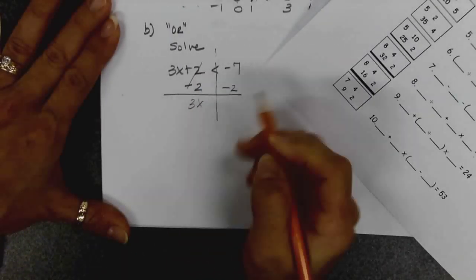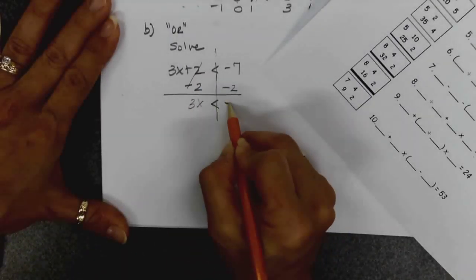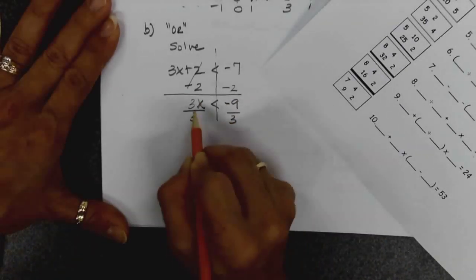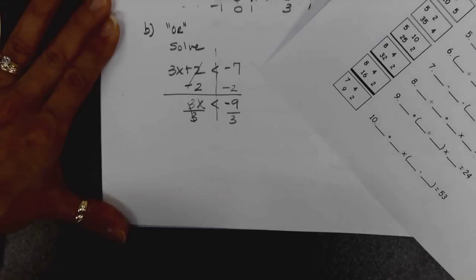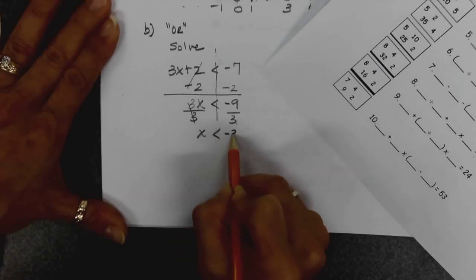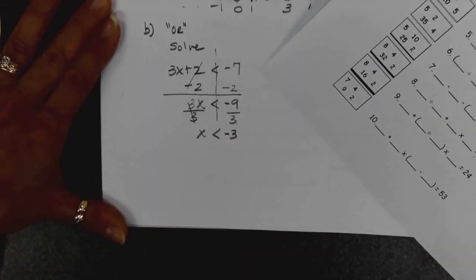So then this will be 3x is less than negative 9, and divide by 3. Do I flip my inequality? No, because it's positive 3, not negative. Even though this is negative, this is positive. So x is less than negative 3. Okay, so you do that one.